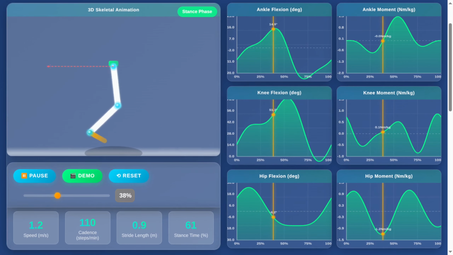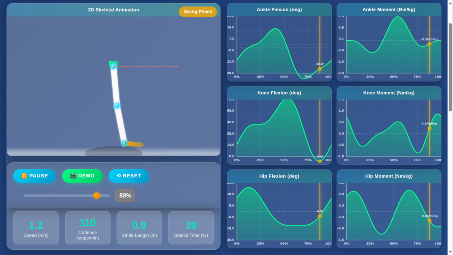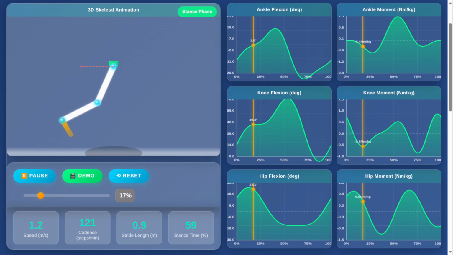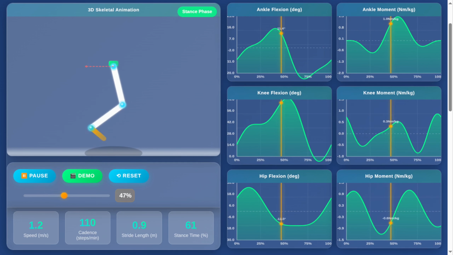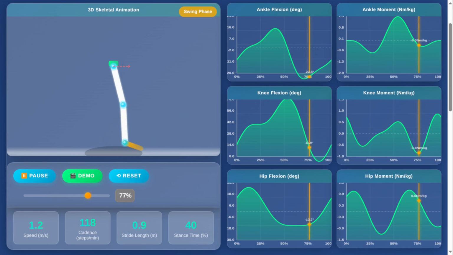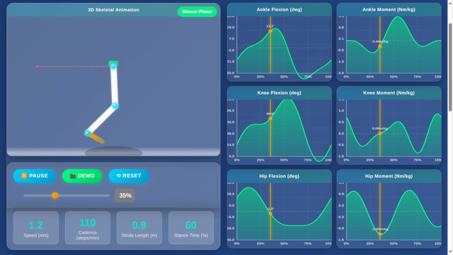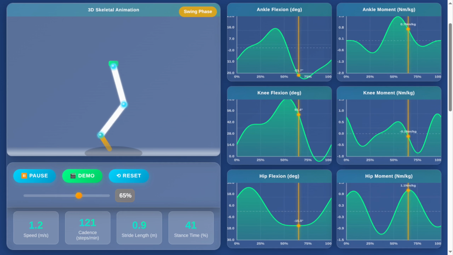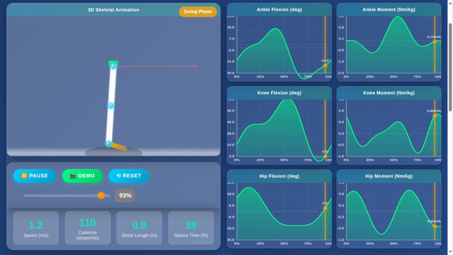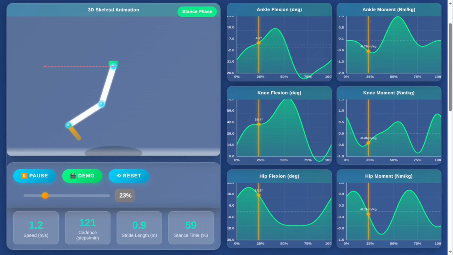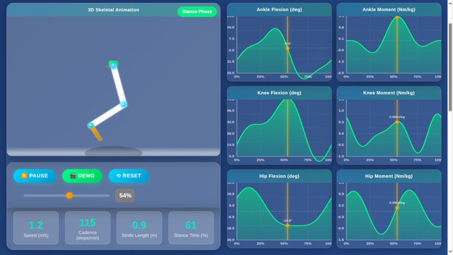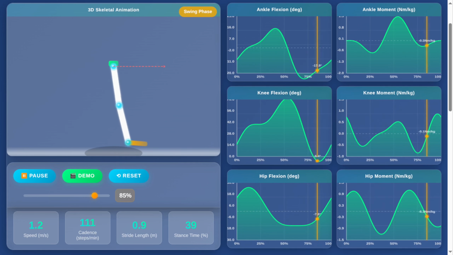What else we got? A physical therapist could use this application to observe the patient's gait cycle and compare their joint angles and moments to typical healthy ranges. For example, if a patient showed significantly reduced ankle dorsiflexion during the swing phase, it might indicate a muscle weakness or neurological issue that could lead to foot drop. Similarly, abnormal knee or hip moments could point to compensatory movements or issues with muscle control or strength.